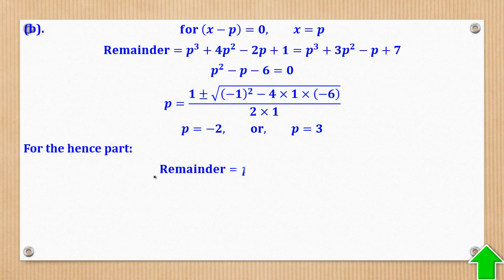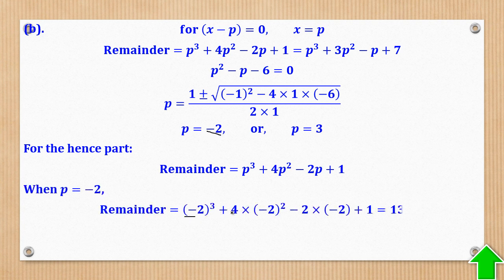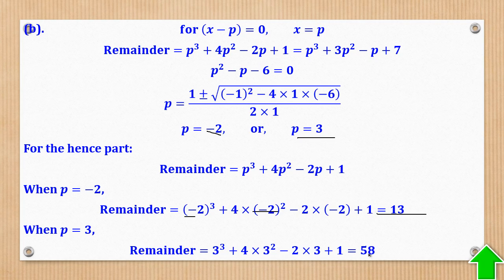Then for the hence part, the remainder when p is this will be given by substituting for p to give you 13. Then when p is 3, still substitute 3 in the expression for remainder to give you this. And that is what they wanted.